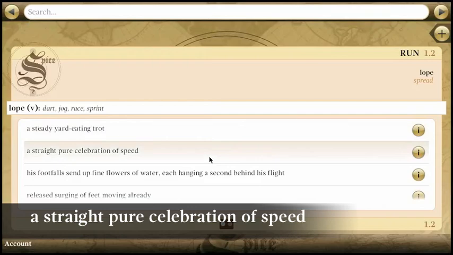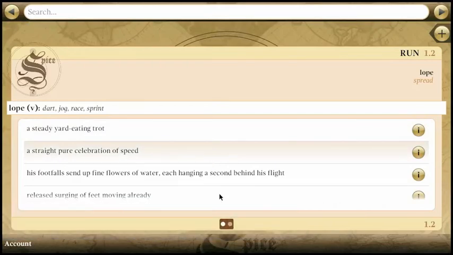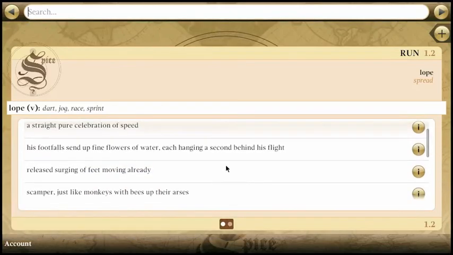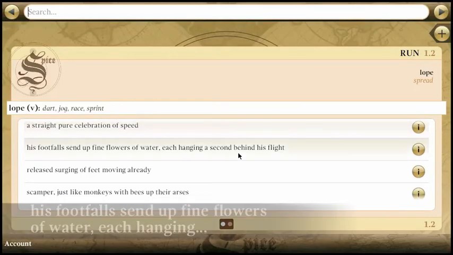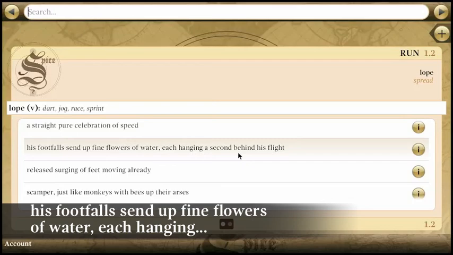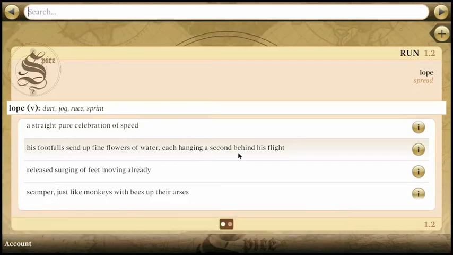A straight, pure celebration of speed. You could talk about enjoying the speed of the run reflected in the wind, sweat, and muscle motion. His footfalls send up fine flowers of water, each hanging a second behind his flight. Okay, so this is a bit flowery, but you could write about the beauty of nature seen during a good run, whether in rain or sunshine.